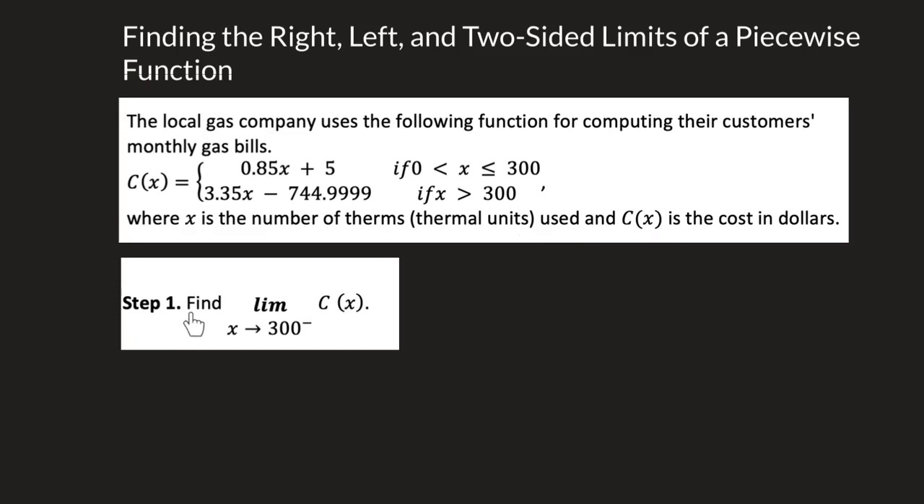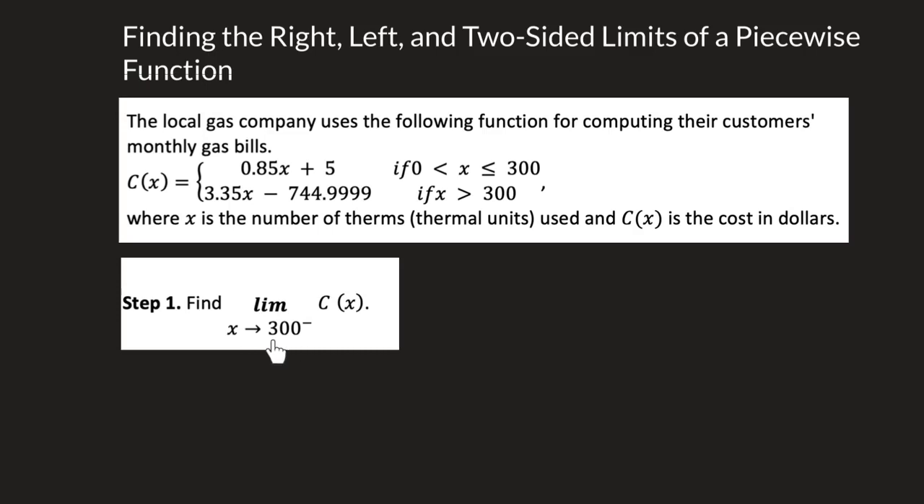Step 1, we're asked to find the limit as x approaches 300 from the left of C of x. In previous examples, we had the graph of the function in order to determine the limit, but now we don't have the graph, even though we could graph it. But it turns out we can use the domain of the piecewise function.